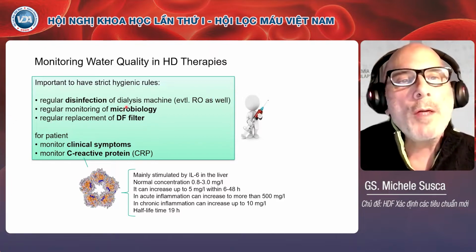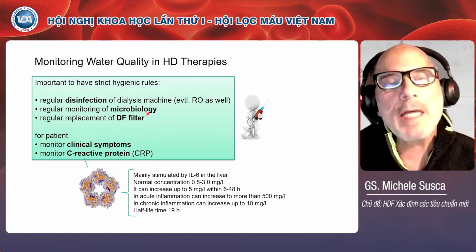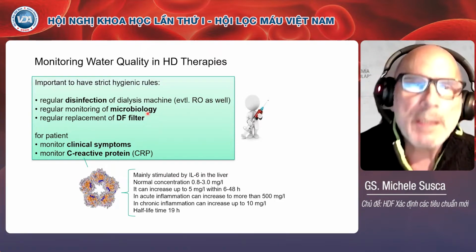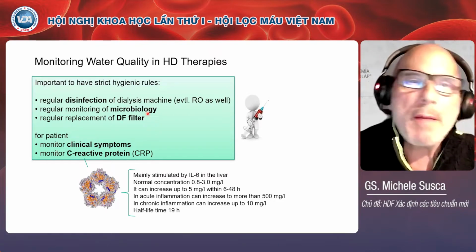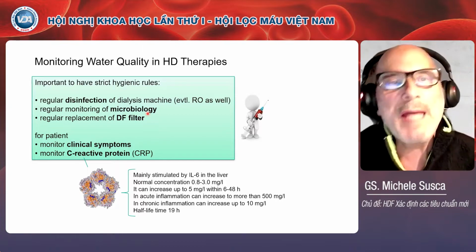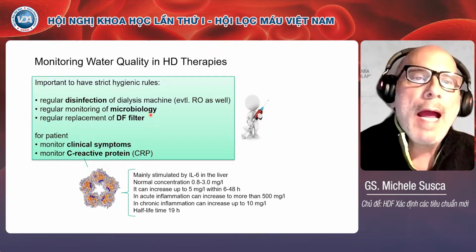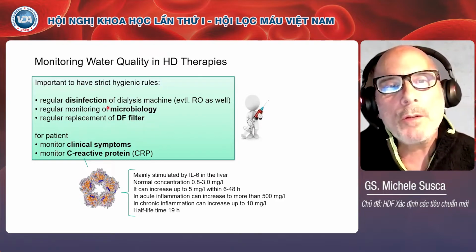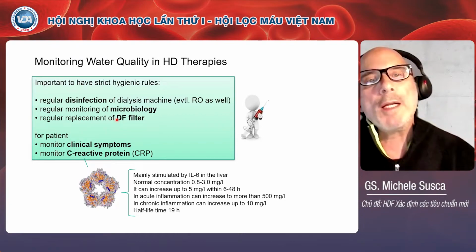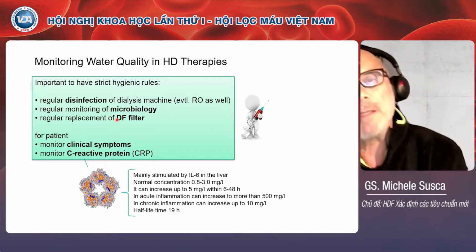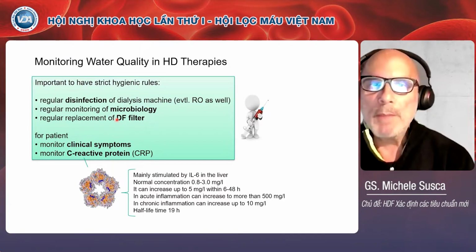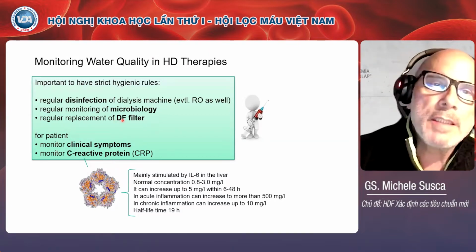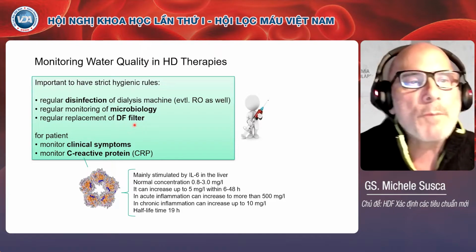Then, regular monitoring of microbiology. As I told you, it's not necessary to do it before every treatment, just every 3 months, for example, is more than okay. And then regular replacement of DF filters. I told you we can reuse such filters up to 150 times. That means the machine will tell you when the time is over and tell you to change the filters. And it is very, very easy to change such filters.